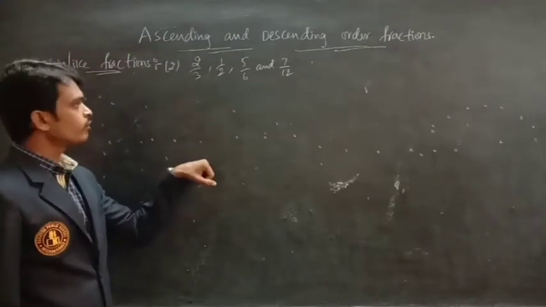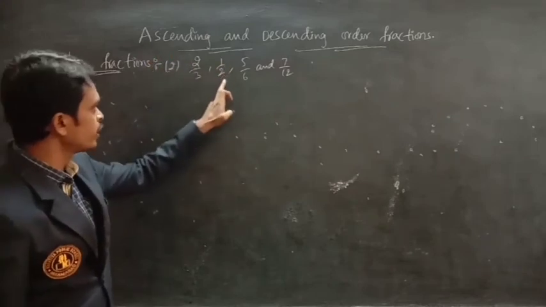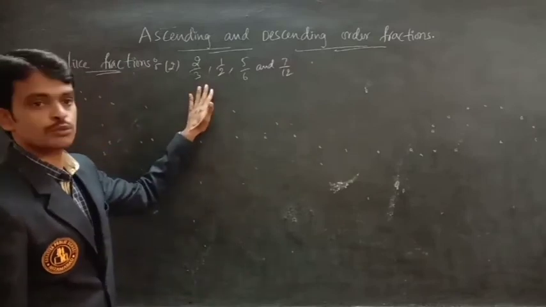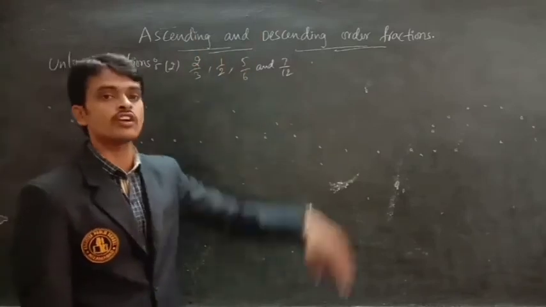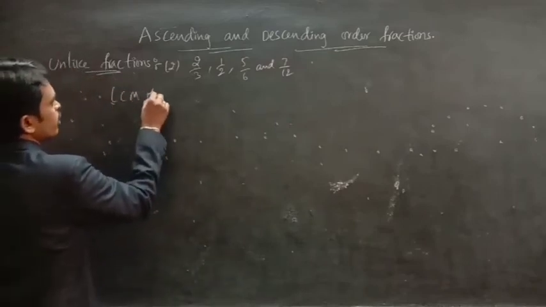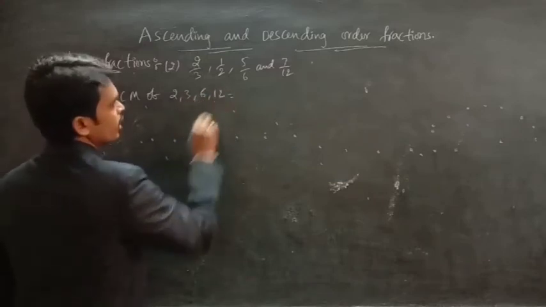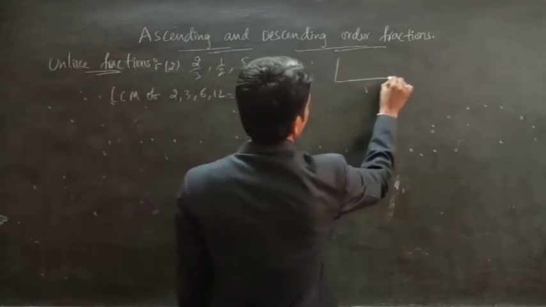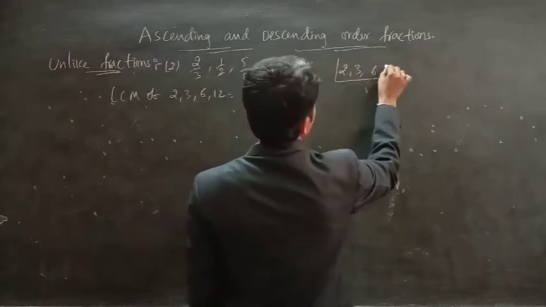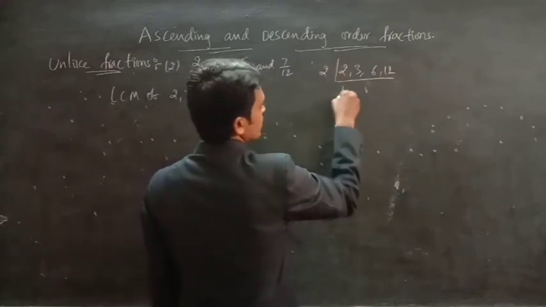Let us do one more problem. The fractions are 2 by 3, 1 by 2, 5 by 6 and 7 by 12. These unlike fractions we should write in ascending and descending order. First we have to find the LCM of 2, 3, 6, 12. By using the LCM division method, 2, 3, 6, 12. I am taking the 2 table: 2 ones are 2.